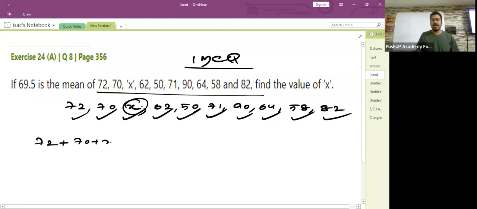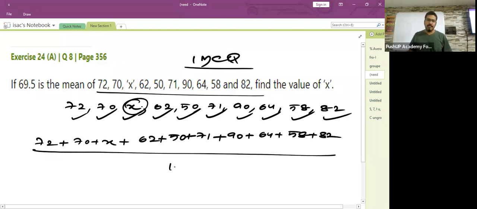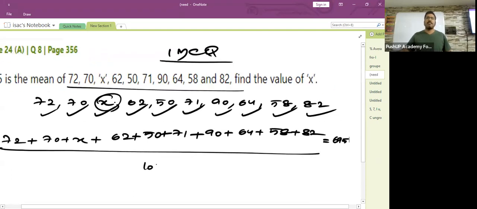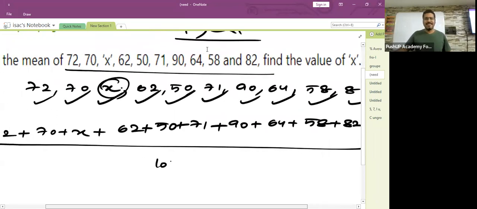72 plus 70 plus x plus 62 plus 50 plus 71 plus 90 plus 64 plus 58 plus 82, whole divided by 10, will give you 69.5. So now you have to take the sum of all these numbers. Can you solve it and give me the answer?